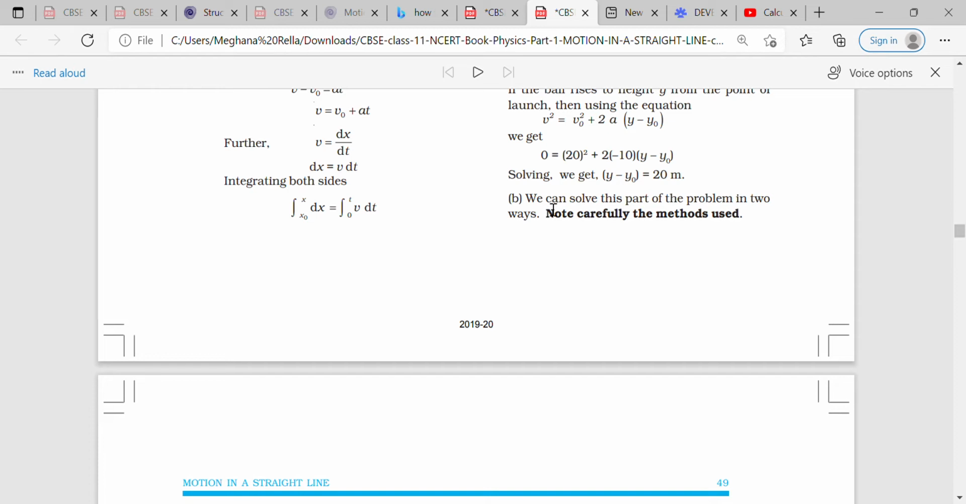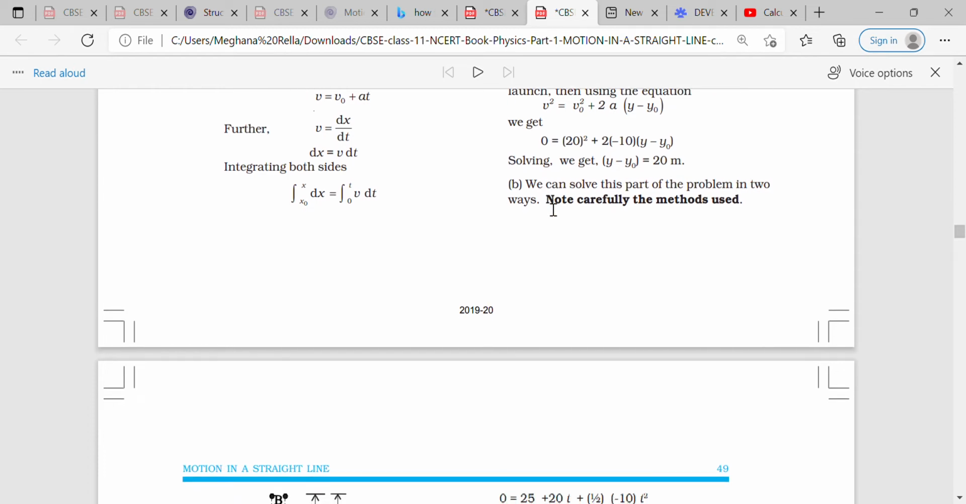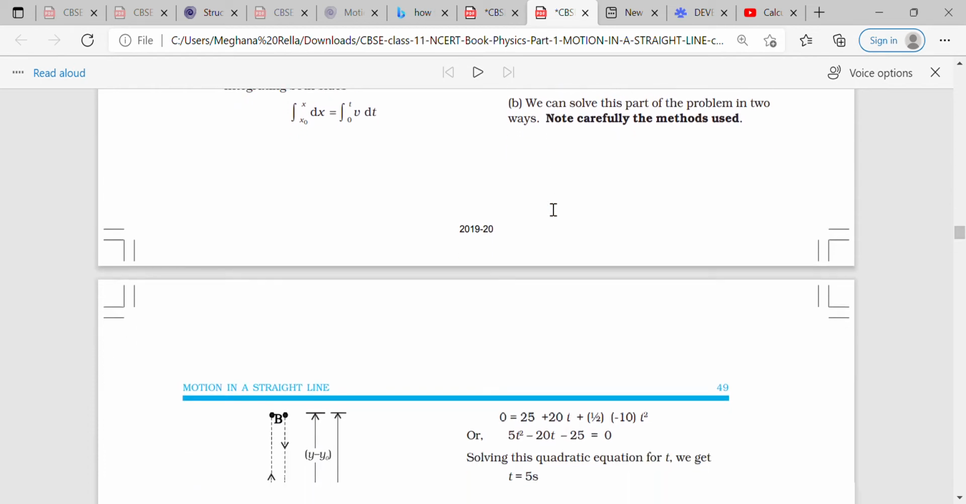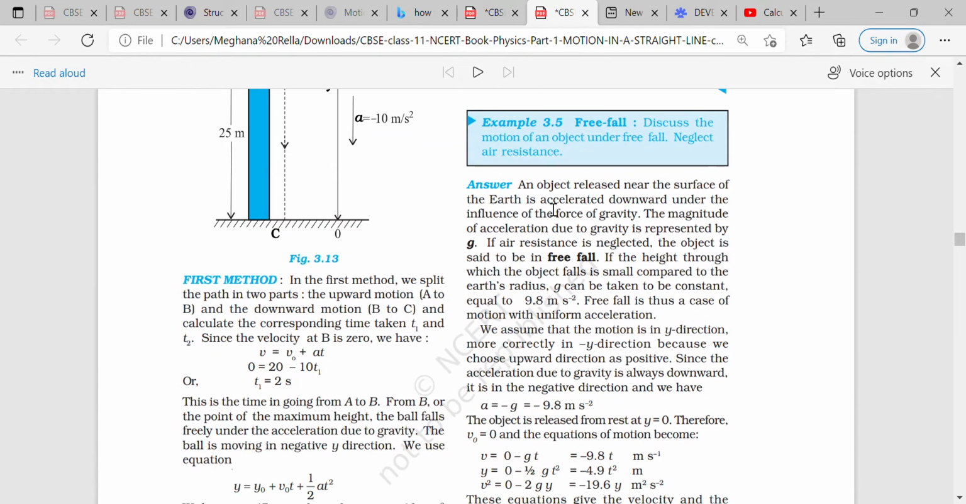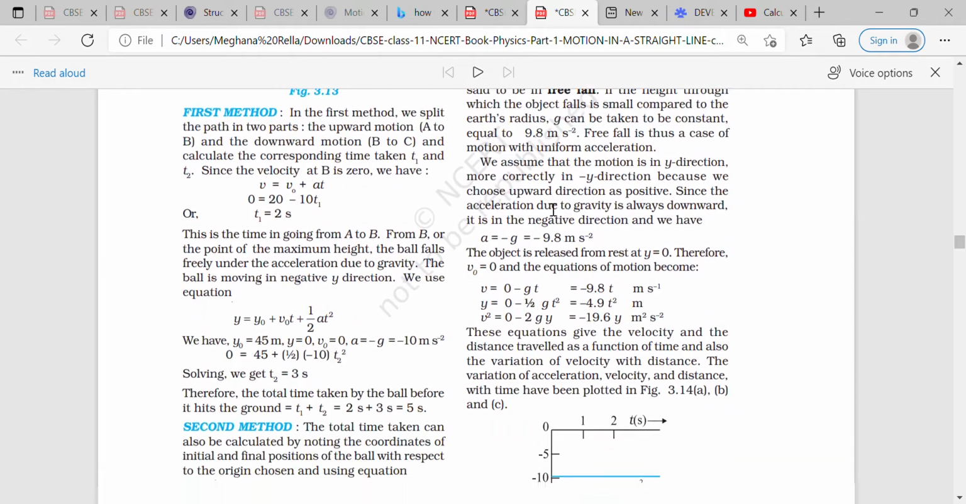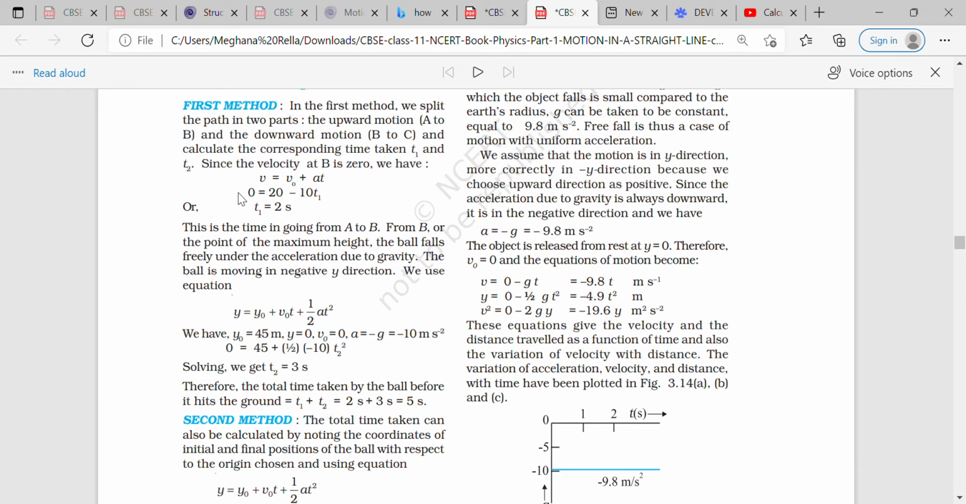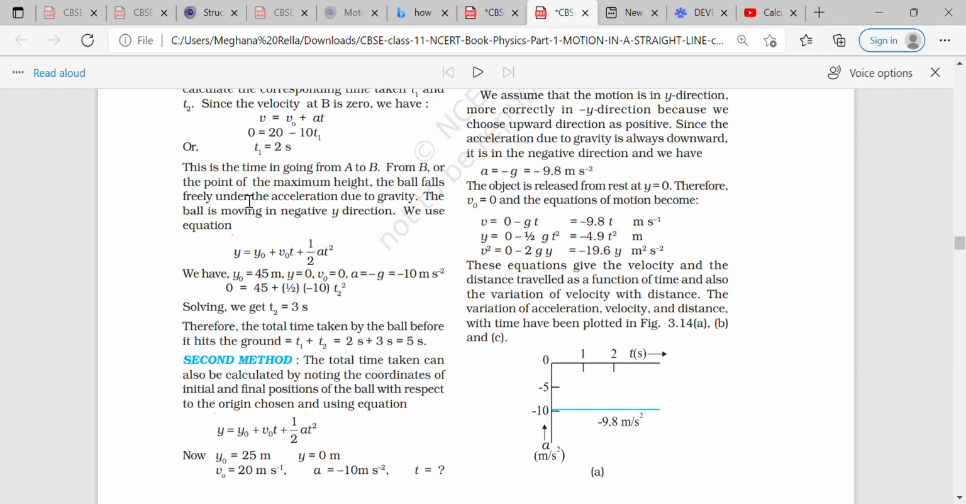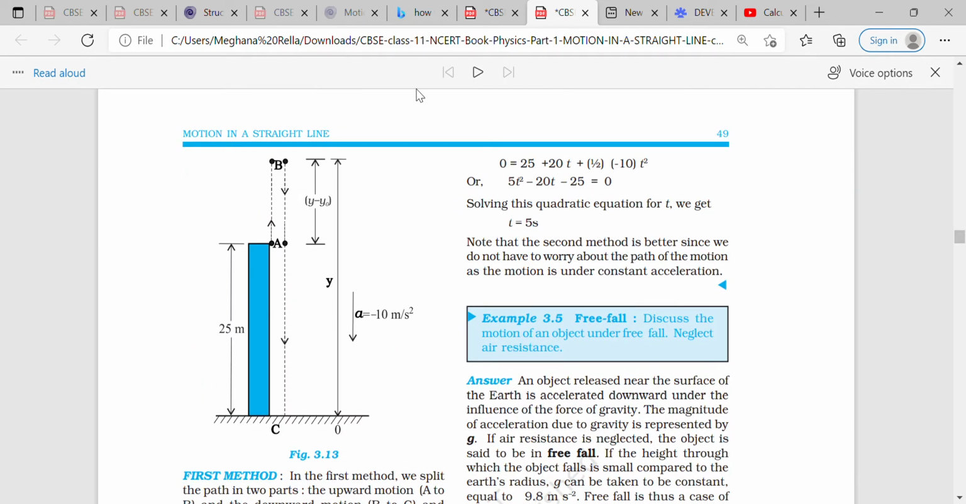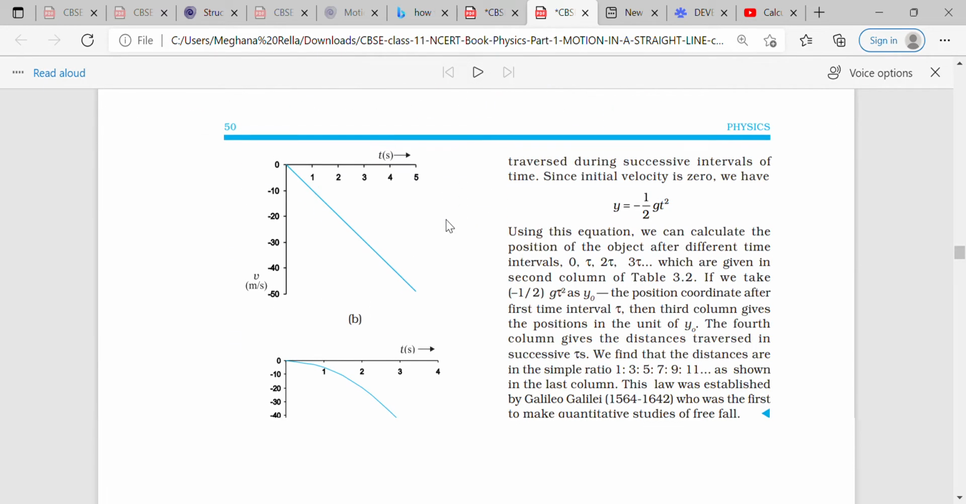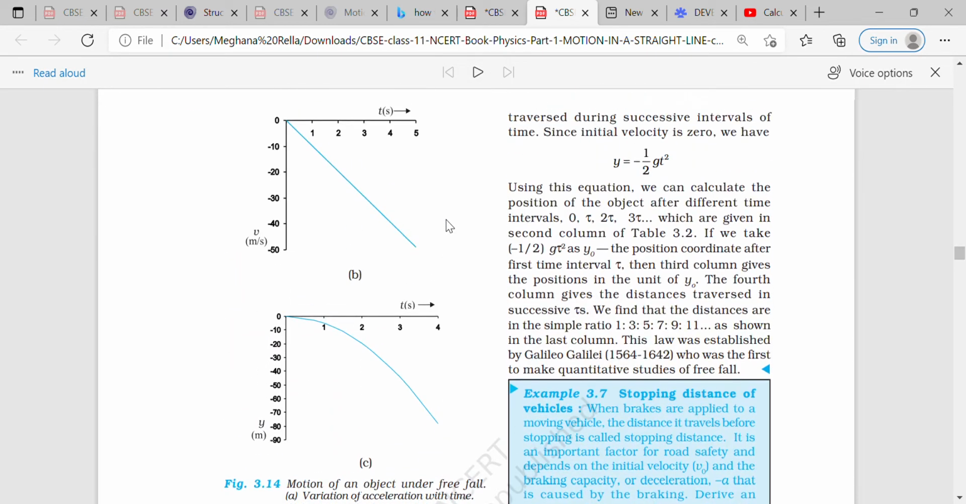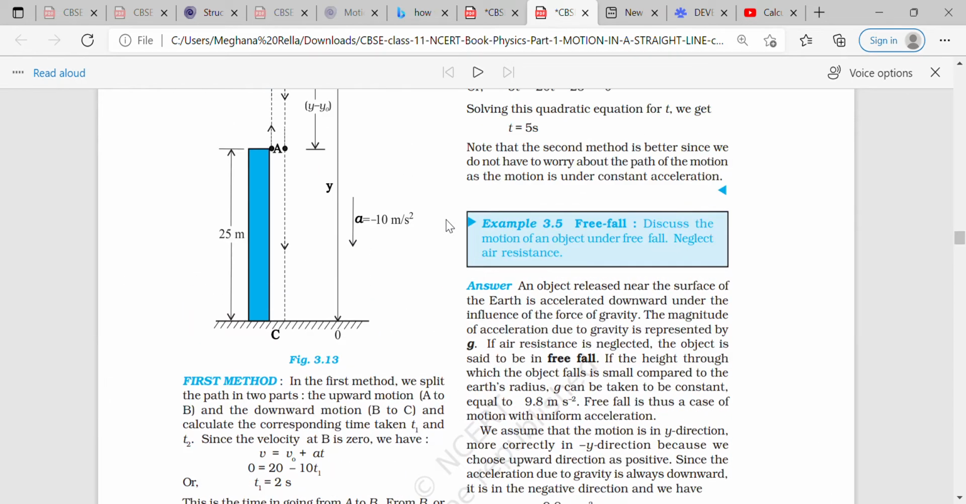We can solve this part of the problem in two ways. Note carefully the method used. So yeah, they are showing us methods. Whoa, interesting, right? If we learn more methods, we can finish it in easy steps. So yeah, let's understand the methods then.